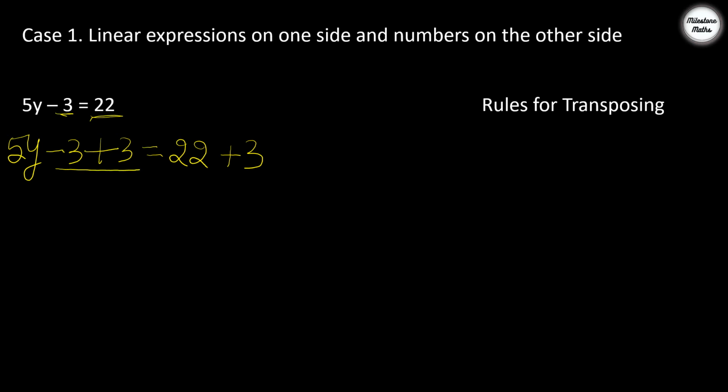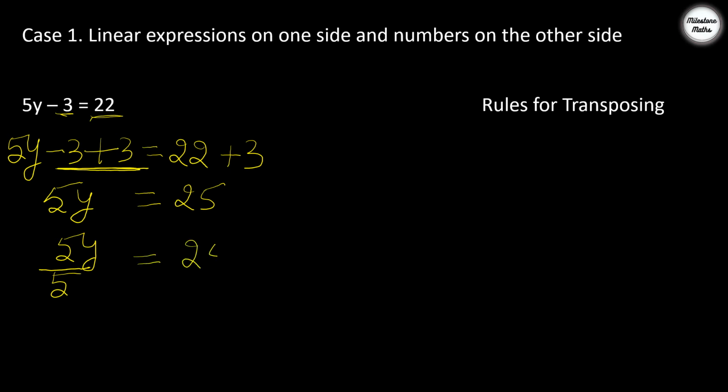Now this plus 3 and minus 3 will get cancelled. What is left on the left hand side? Only 5y. And on the right hand side, 22 plus 3 will become 25, right? Now we have to get rid of this 5. 5 is being multiplied, so we divide 5y by 5, and then we have to divide by 5 on the right hand side also. So it will become 25 by 5.